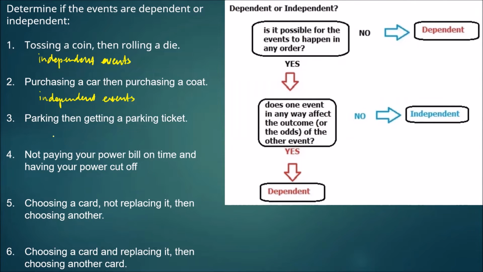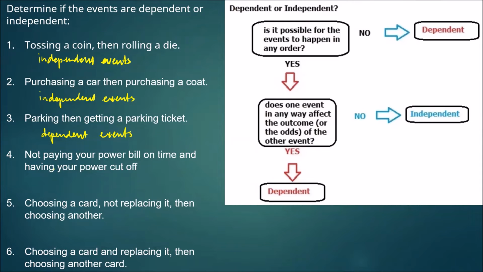Now, how about number 3? Parking, then getting a parking ticket. Is it possible for the events to happen in any order? Is it possible that we get a parking ticket first before we park? No, right? You need to park first before we get a parking ticket. So therefore, they are dependent events.